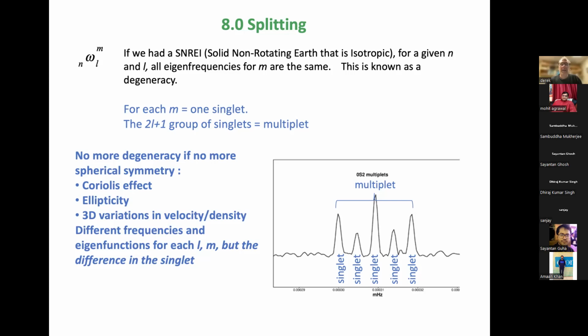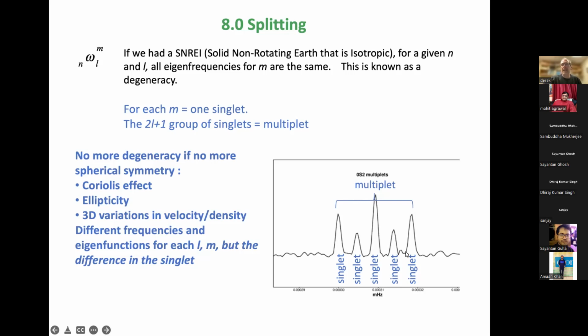However, due to the Coriolis effect, due to the elliptical nature of the Earth, since the Earth is not a perfect sphere, due to 3D variations in velocity and density, there are different frequencies and eigenfunctions for each L and M. Importantly, the different values of M lead to these singlets. So we call the collection of these a multiplet, and the individual peaks the singlets.